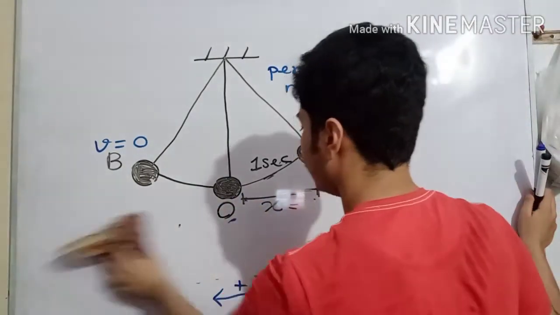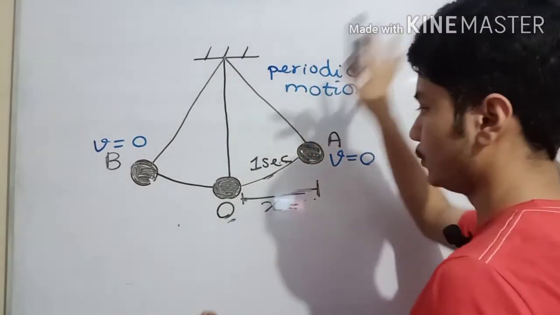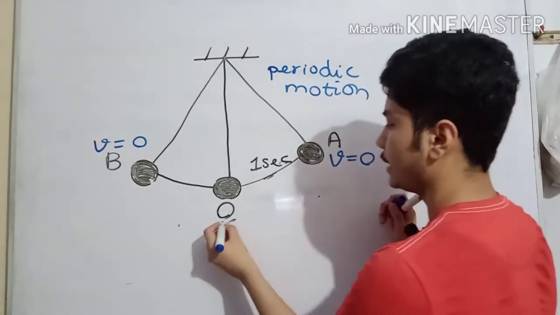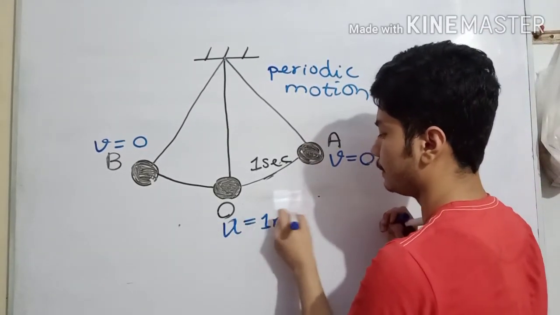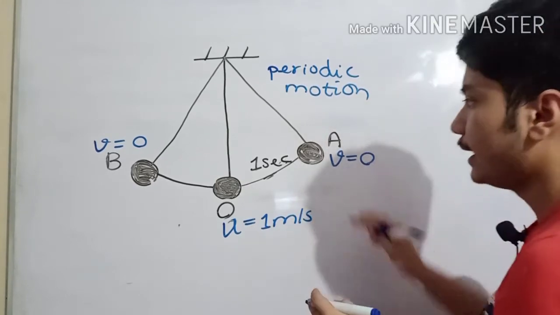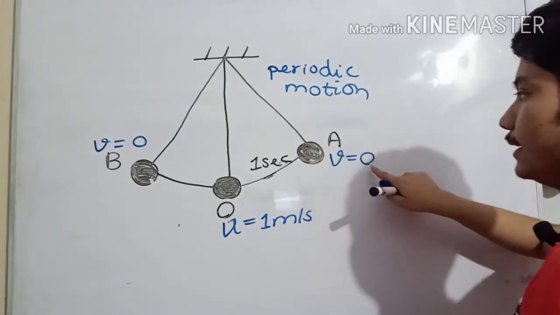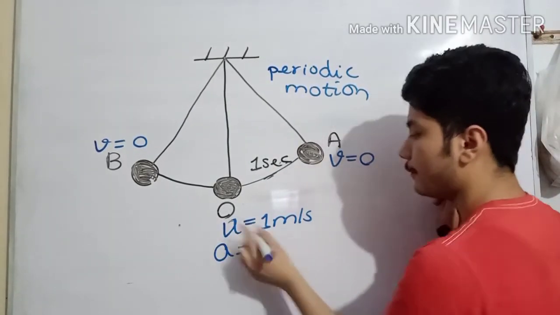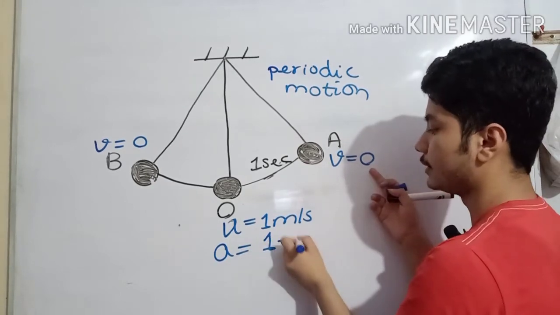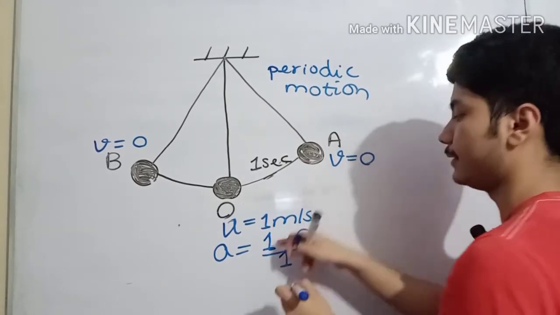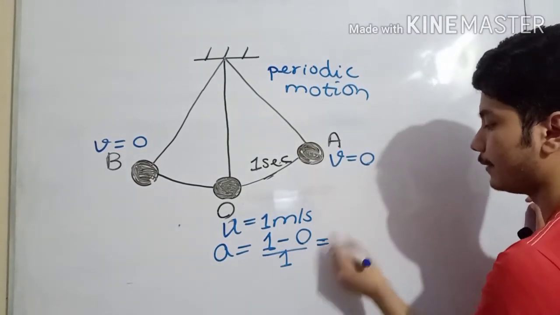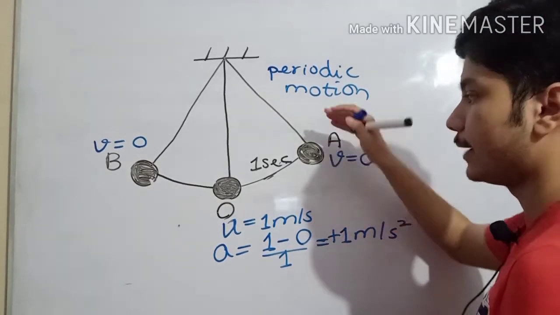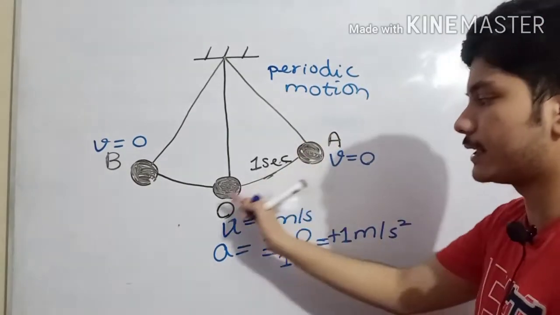Now all we have to do is apply this idea to the bob. When it was at A, its velocity was 0, but when it comes to the origin, its final velocity becomes 1 meter per second. So its velocity increases from 0 to 1 in just 1 second. Let's find the acceleration. Final velocity is 1, initial velocity is 0, time period is 1. 1 minus 0 is 1, and 1 divided by 1 equals 1. This is its acceleration, and it is positive, which indicates that the direction of acceleration is the same as the direction of motion.